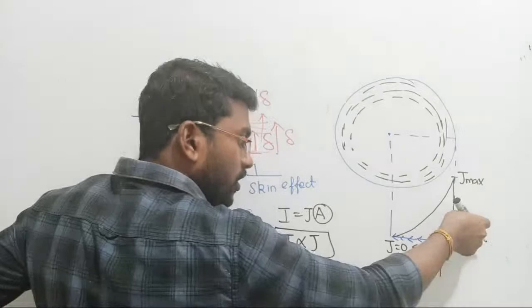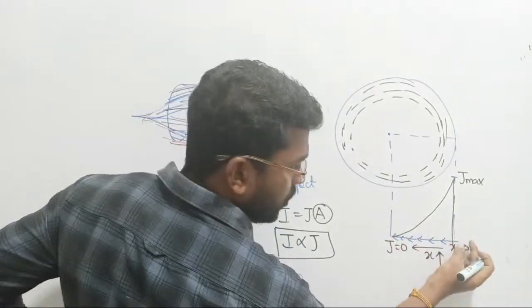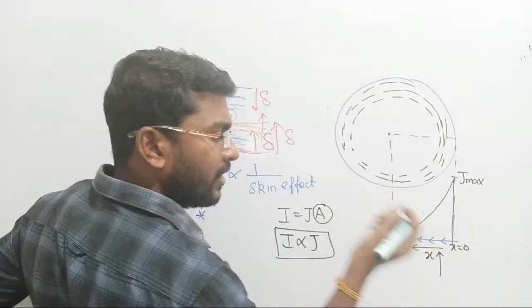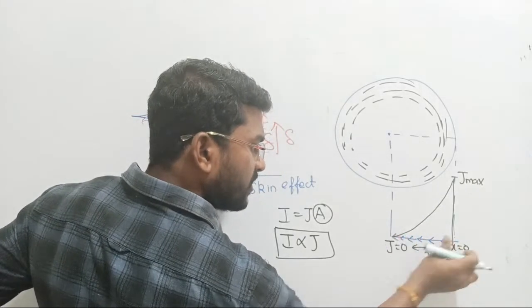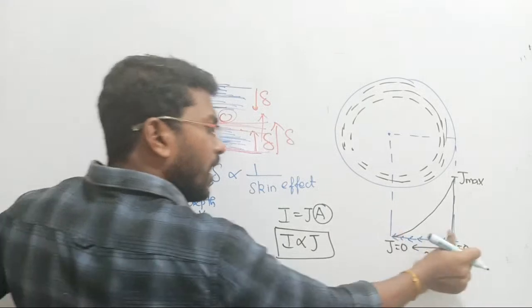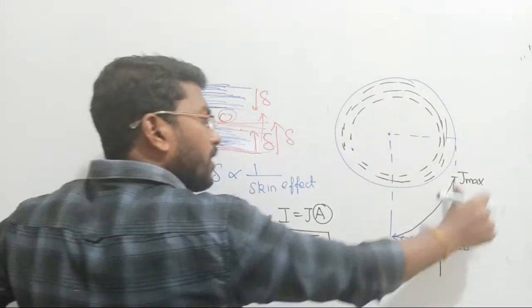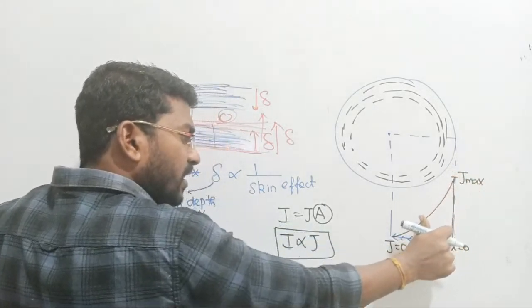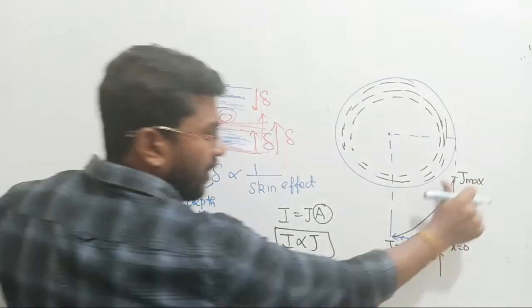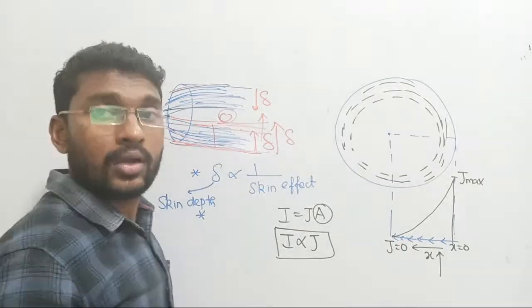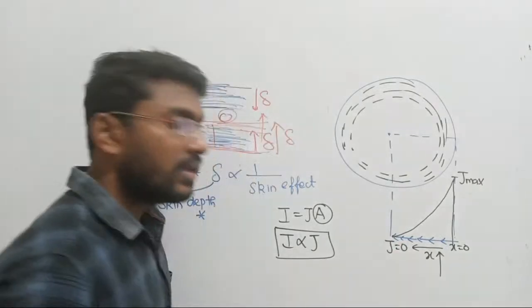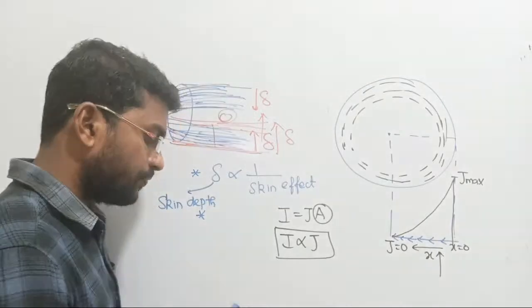First, x is 0, so we start from x equals 0, and then I am measuring 0.1 cm, 0.2 cm, 0.3, 0.4, 0.5, 0.6, and keep on increasing the distance. As the distance increases, my curve is exponentially decreasing and finally terminating at 0. That is how we are defining our skin depth. Clear?